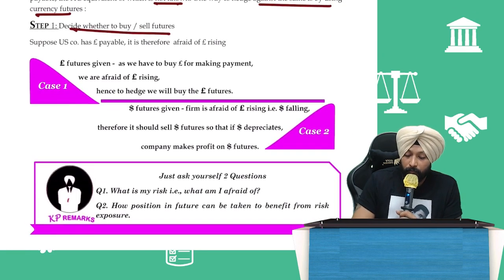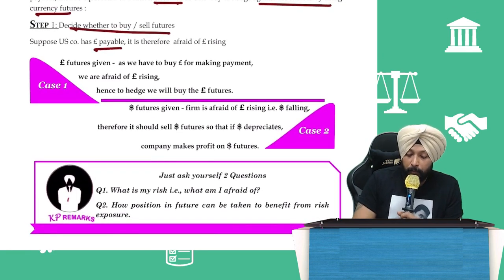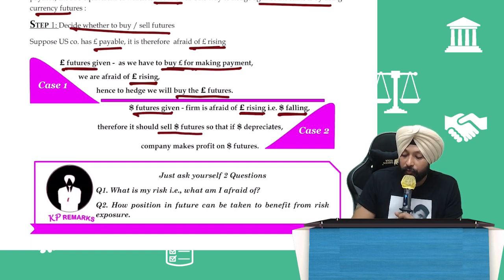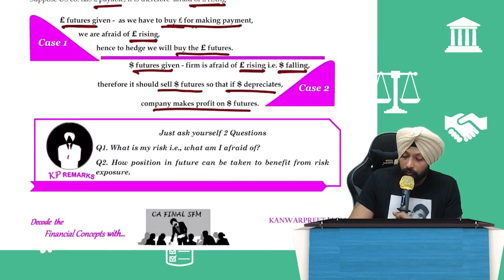This is step one. Suppose a US company has pound payable, it is therefore afraid of pound rising. If pound futures are given, we have to buy pound futures. We have to buy pound for making payment. We are afraid of pound rising. Hence, to hedge, we will buy pound futures. If you have pound payable, you are worried about pound going up, so you go long on pound futures. If dollar futures are given, firm is afraid of pound rising, that is dollar falling. Therefore, it should sell dollar futures so that if dollar depreciates, company will make profit on dollar futures.